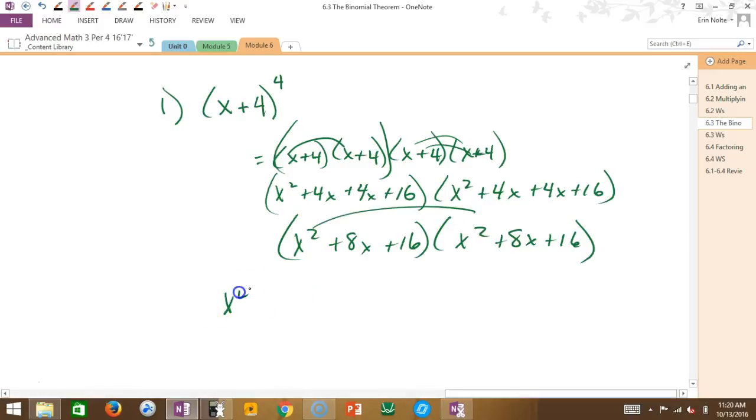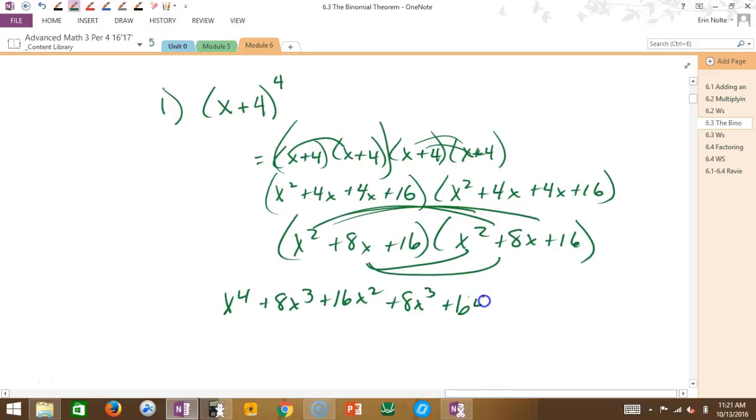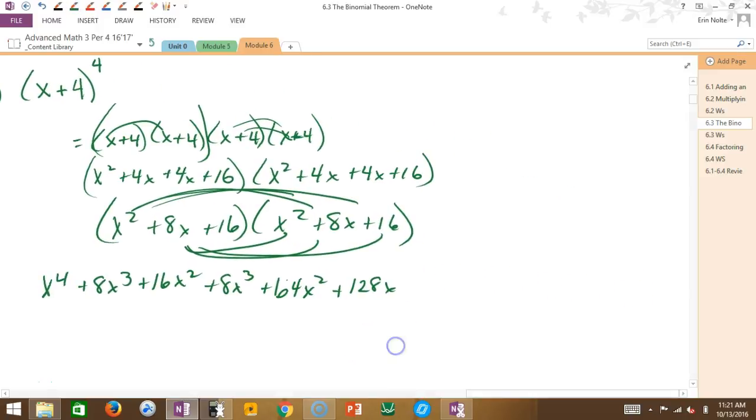Okay, so I got x to the 4th, 8x cubed, 16x squared, 8x cubed, 64x squared. Oh, what's 8 times 16? Help me out. I don't know that. 128. 128x. And then distribute the 16. So then I have 16x squared. And 16 times 8x is 128x. And 16 times 16. 256. Yep, 256. That's what I was thinking.